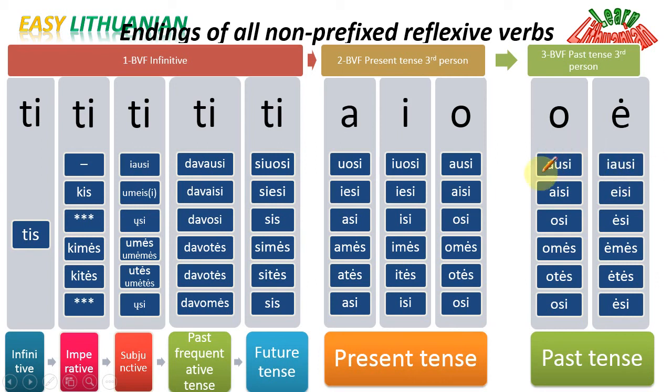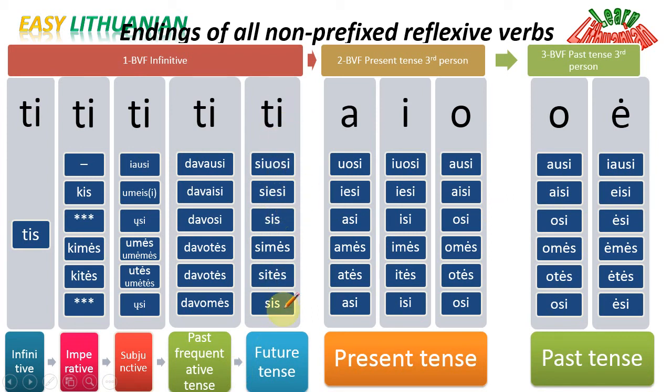So prausiausi, the O doesn't change. The first and second person singular only change when they end in O or I. O changes to osi and I to iesi. So present tense and past tense, we've covered this.